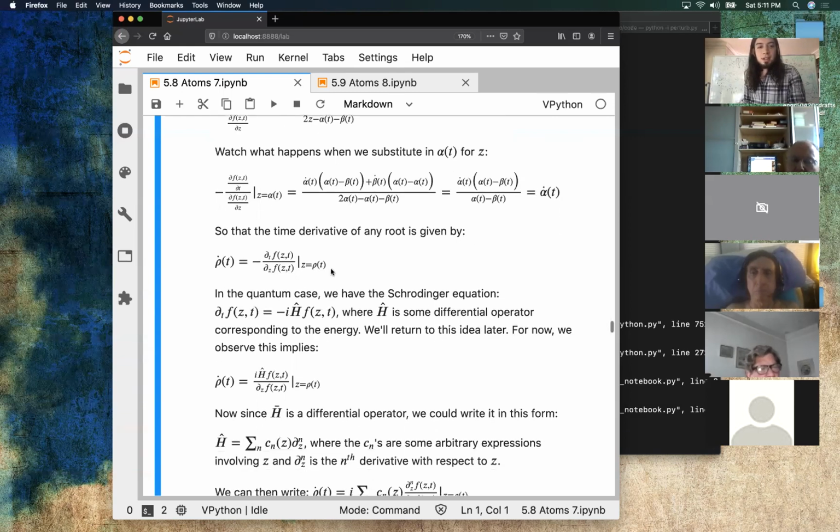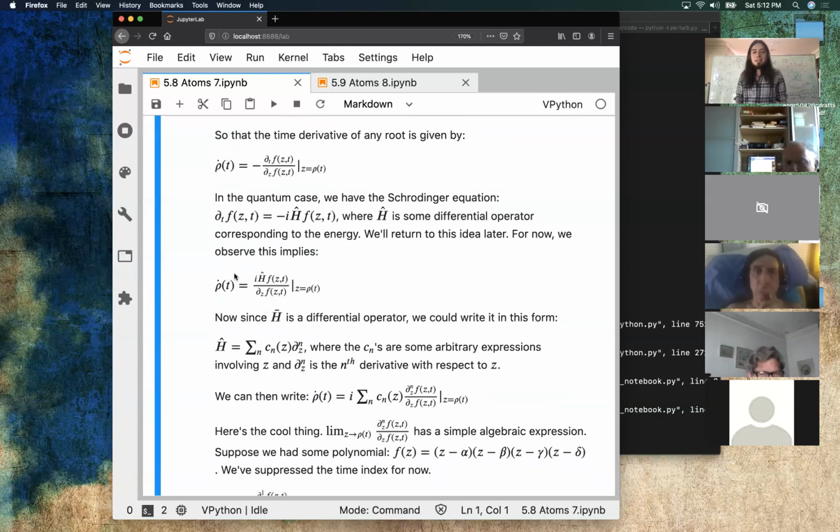In other words, the time derivative of a root, rho, is given by minus the partial derivative of the polynomial with respect to time over the partial derivative of the polynomial with respect to z, evaluated at z equals the root at a given time. So that's kind of cool. That works in general. If you have some polynomial that's time dependent, you can find the time evolution of the roots using this little trick.